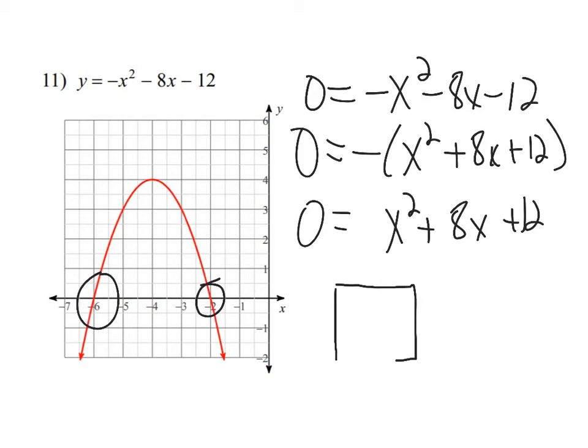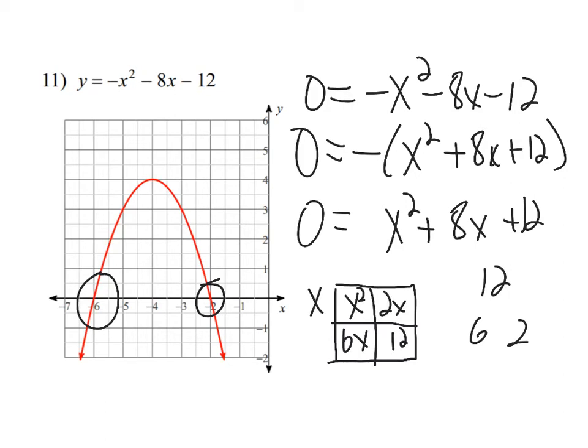I know A times C is 12. What are the factors of 12 that will add to be 8? Well, I think that's 6 and 2, isn't it? So I'm going to write x squared here. I'm going to write 12 here. I'll put 6x here. I'll put 2x here.